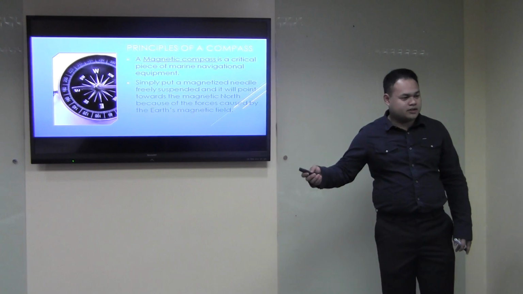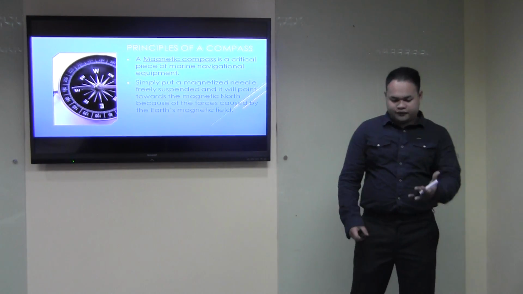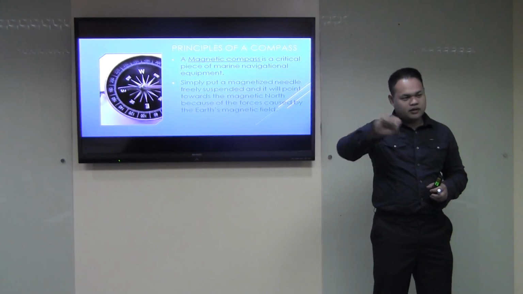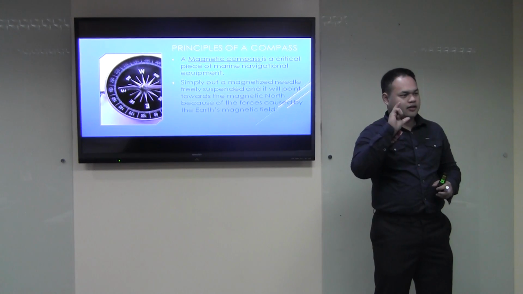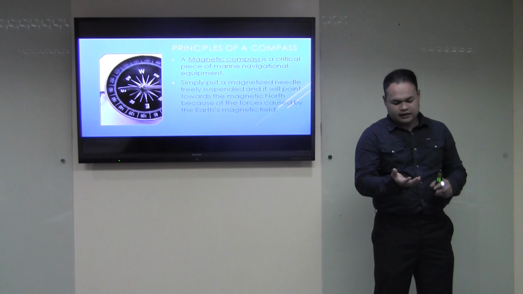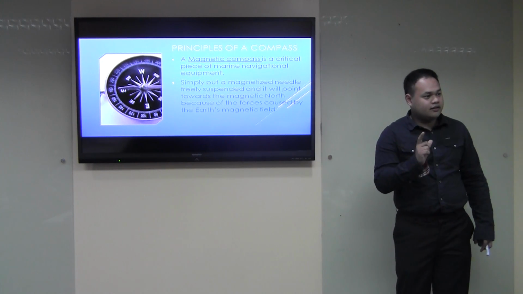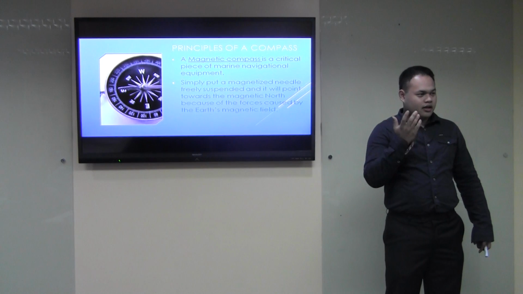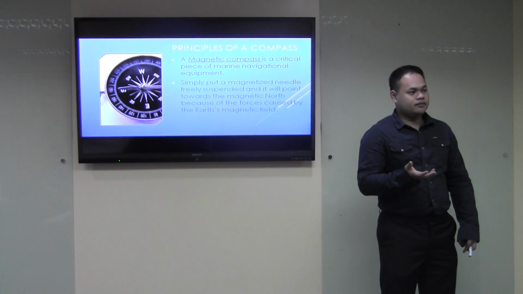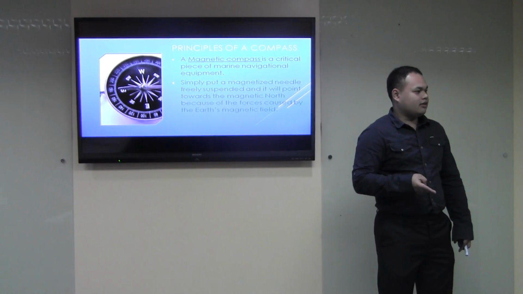Now, how does a magnetic compass work? You can do an experiment. Take a glass, pour in water, only half, and then put a needle on the water and just let it float there. That is what we mean by freely suspended. Because this needle, when we put it on the water, is affected by the magnetic field of the Earth, the needle points to the magnetic north. So we have two kinds of direction, which are the true north and the magnetic north.